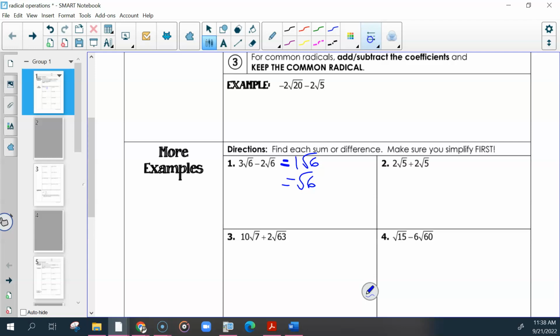The other part to this is we have to make sure it's completely simplified. If I were to break down 6, what numbers would I get? 3 and 2. Those do not make a pair, so this is as simplified as it's going to get. I cannot break down the square root of 6 anymore. So this would be my answer.